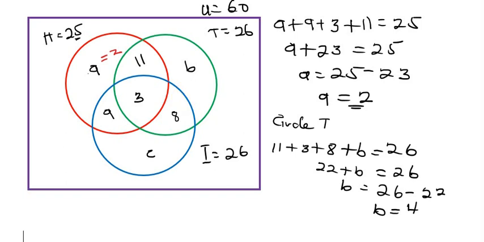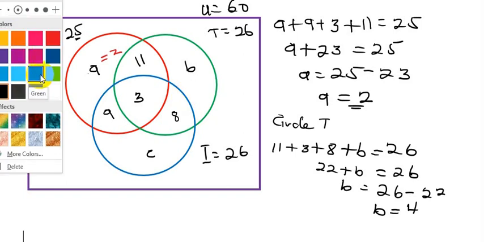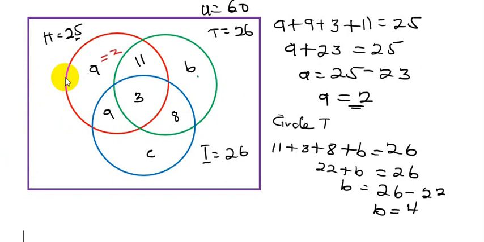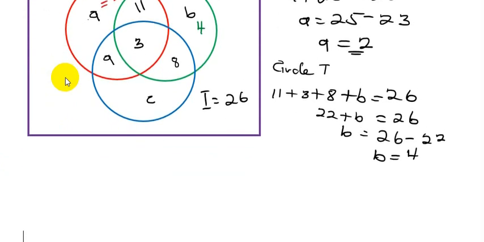So for B here, we are going to get 4 for B. Okay, 19, 20, 21, 22. Okay, so now we are done with circle T as well. So let's go to circle I.